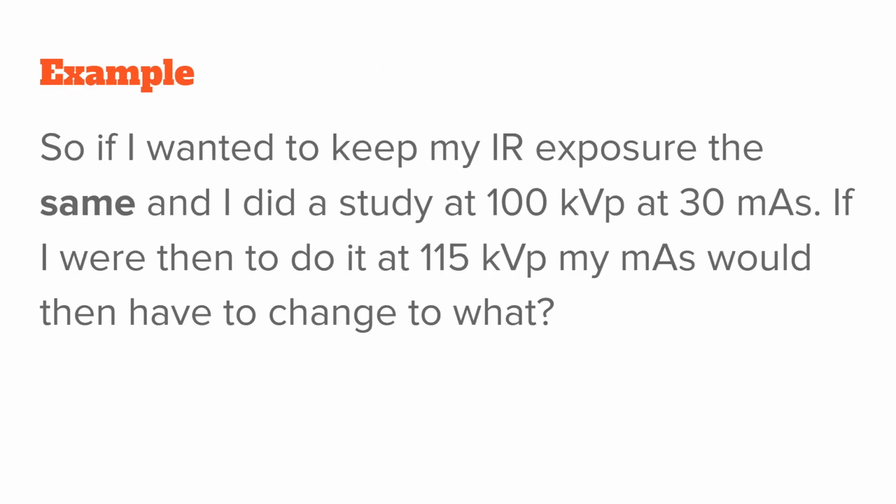This is a little breakdown word example. Feel free to pause the video, and I'll tell you the correct answer here. The correct answer is that you have to change your mass to 15, because since your KVP has gone up by 15, it's gone up by 15% of 100. That receptor exposure has now doubled. So in order to keep it the same, we have to halve our mass.